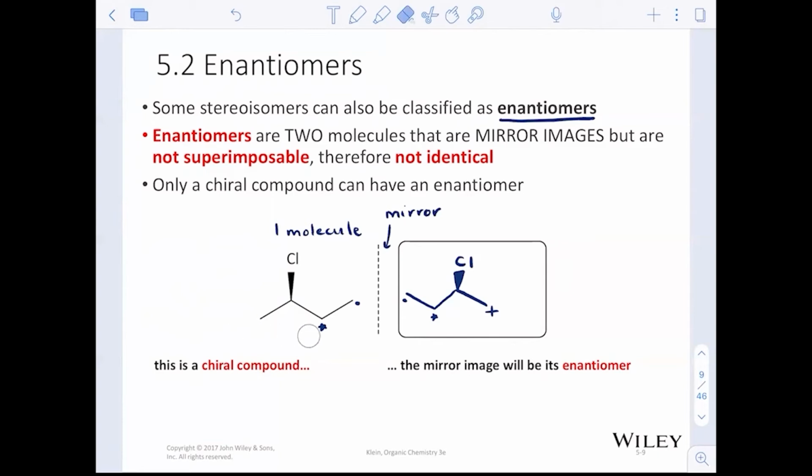The best way is to simply draw the opposite of what you see, right? But see, notice the chlorine is still on the wedge, right? This would be a pair of enantiomers. Enantiomers right there. Different molecules, not identical, different properties, but mirror images, non-superimposable.